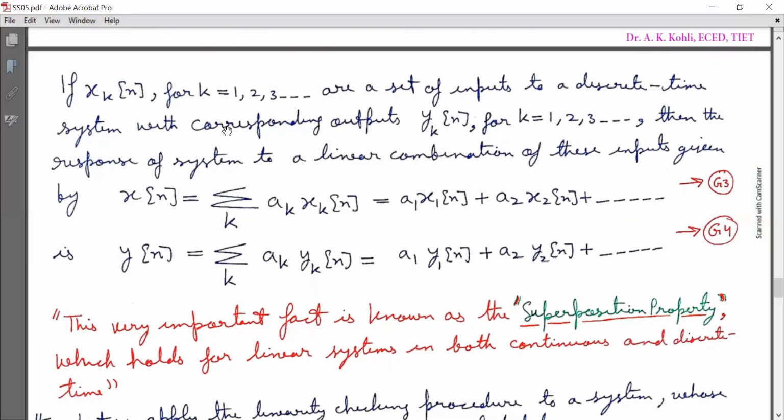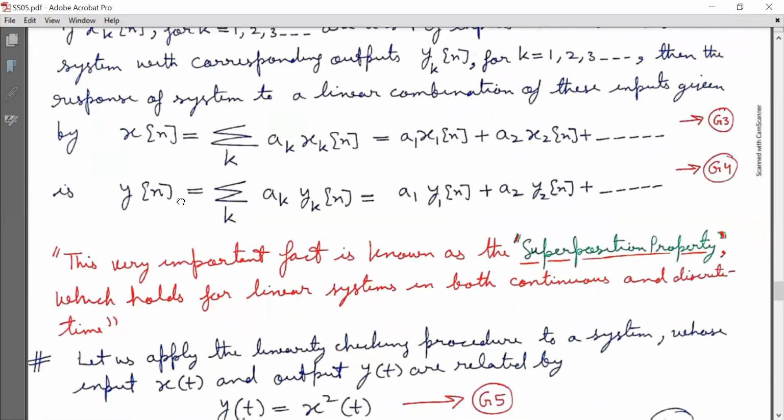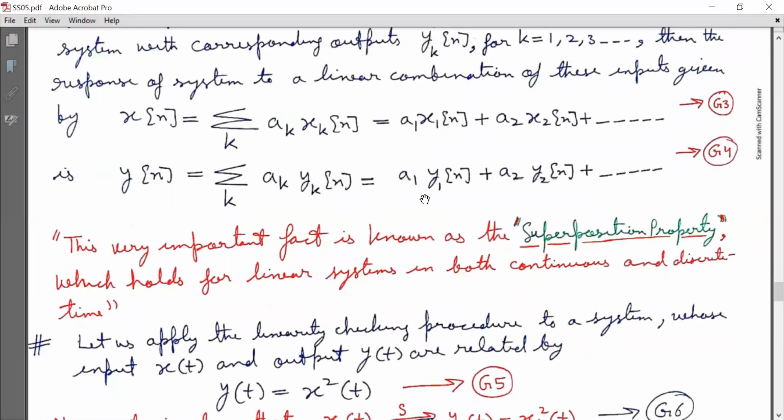I repeat, if xk[n] for k equal to 1, 2, 3 are a set of inputs to a discrete-time system with corresponding outputs yk[n], then the response of the system to a linear combination of these inputs given by x[n], marked as equation G3, is y[n], marked as equation G4. This very important fact is known as the superposition property, which holds for linear systems in both continuous and discrete time.